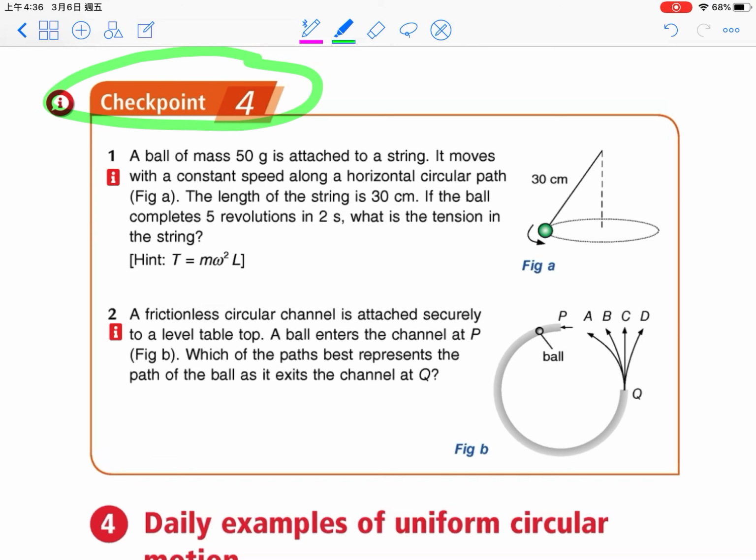Okay, pause the video, try Checkpoint 4. We may try the answers later.